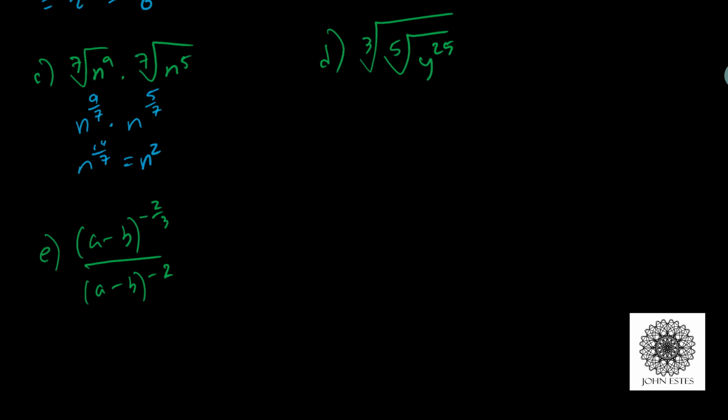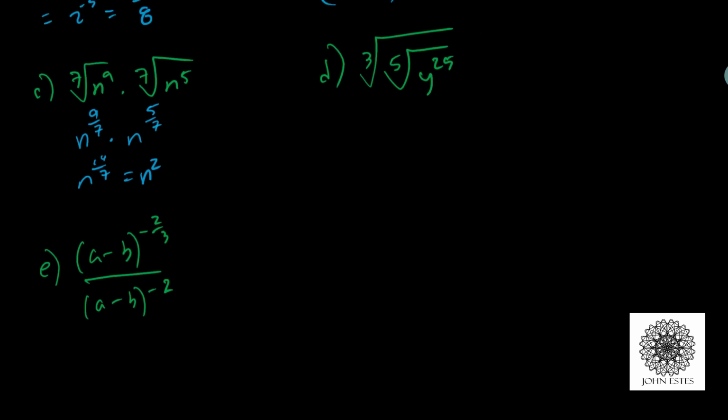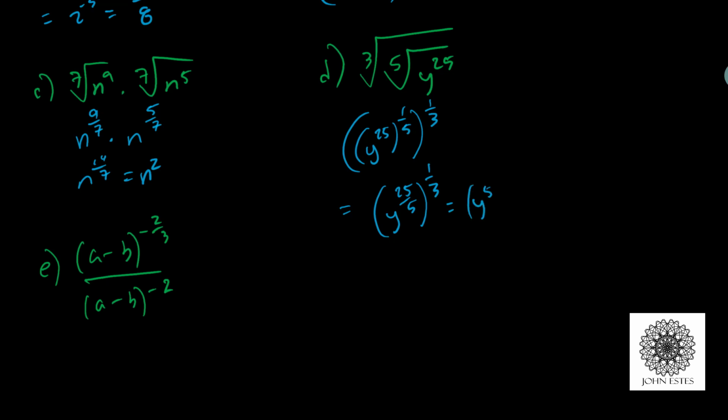Okay, for part D, I have a cube root of a 5th root of y to the 25th power. That looks confusing. So this time it's very useful to write this using our idea of fractional exponents. This is y to the 25th raised to the 1/5 power, and all that raised to the 1/3 power. Now using properties of exponents, on the inside I have y to the 25/5 power raised to the 1/3, and 25/5 is 5, right? So I have y to the 5th raised to the 1/3 power, and so that would be y to the 5/3 power being my answer.